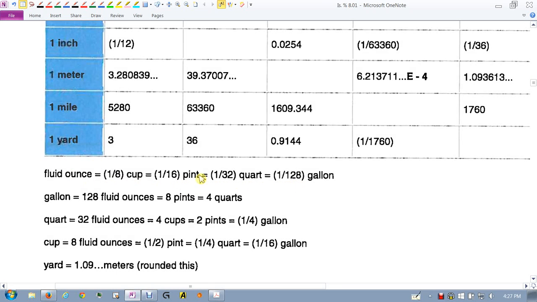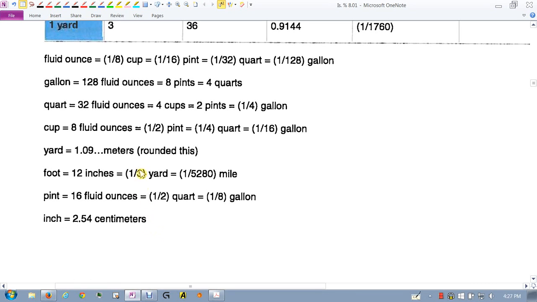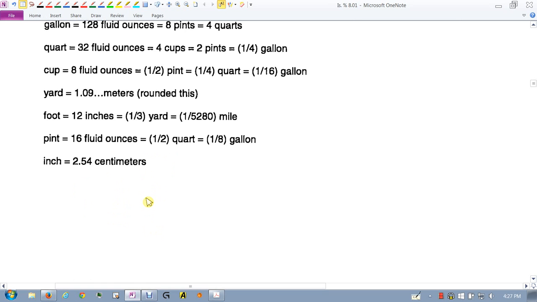Again, this is your good old U.S. system. You know, there's no easy way to convert. 32 ounces, right? A quart is 4 cups, 2 pints, 1/4 of a gallon. All right, so just know these exist.